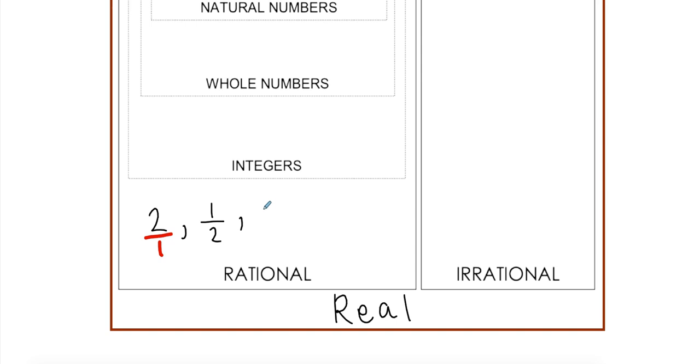What about 3.14 without the decimal continuing? This is rational as well because I could put this over the place value. So this is the 10th spot and then the 100th spot. So I could write this as 314 over 100, and now it's a fraction.